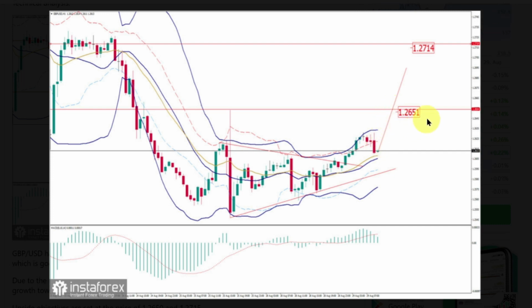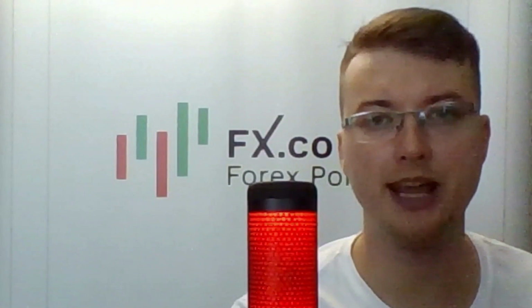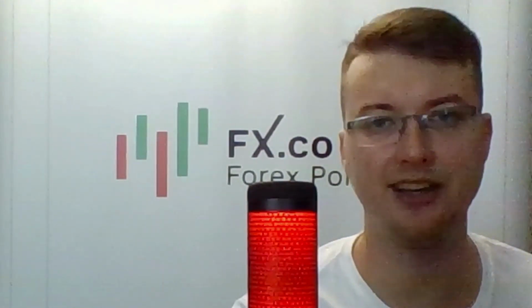Upside objectives are set at the price of 1.2651 and 1.2715. MACD oscillator is showing upside momentum with no signs for reversal. Intraday support is set at the price of 1.2600. Let's trade with MACD indicator.